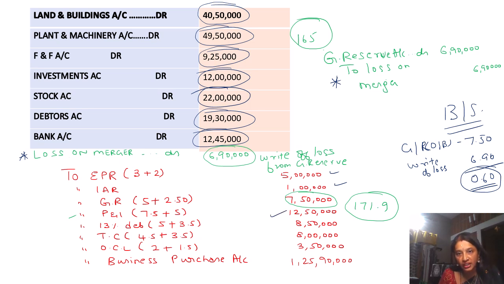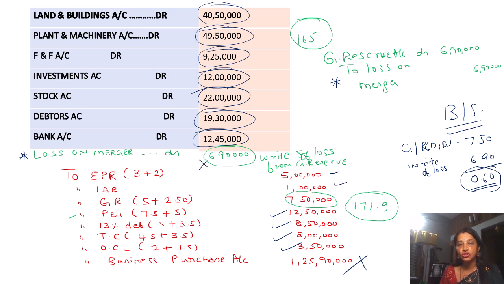You will show 12,50,000, 8,50,000, 8 lakh, 3,50,000. You will not show the business purchase in the balance sheet, because the first entry is debited, the second entry is credited, and the account is closed. It will not appear in the balance sheet. So the ones which have been rounded off and the ones which have been ticked will appear in the balance sheet, except this one, which will not appear.